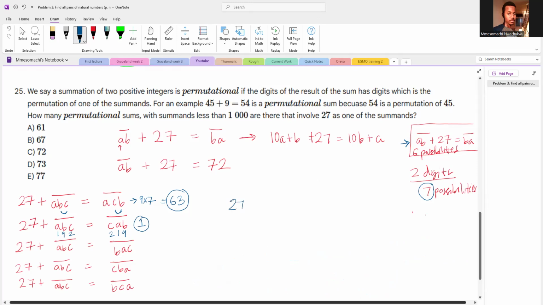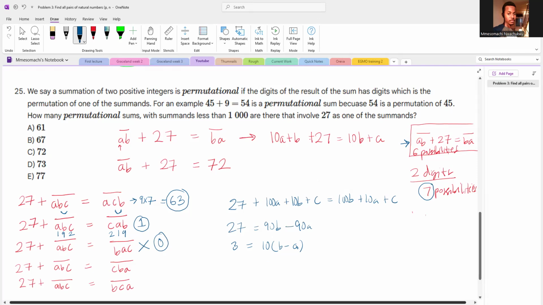And so we have 27 plus 100A plus 10B plus C equals 100B plus 10A plus C. So C cancels out, so we just have 27 equals 100B minus 10B, that'll be 90B, minus 10A minus 100A, that's going to be 90A. So we can divide through by 9. We have 3 equals 10 into B minus A. So basically, 10 does not divide 3. So this is not a possibility. So we have 0.